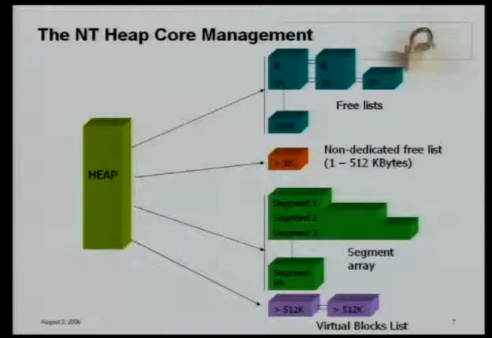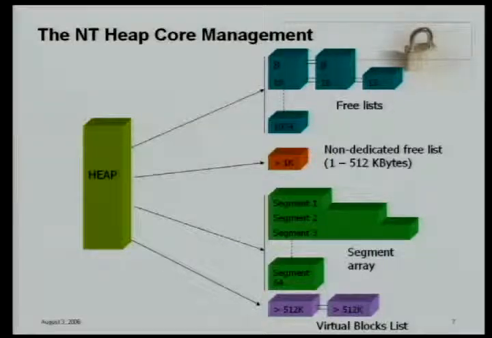So these are the basic structures I'm going to refer to in this talk. I just wanted to focus on two things here. There is an array of 128 list entries. 127 of them are dedicated to hold free blocks of a particular size.